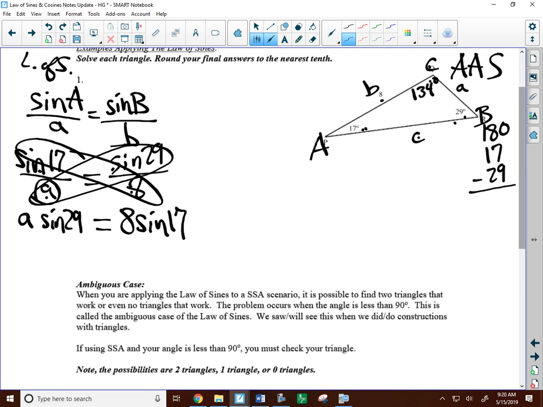We're solving for a, so now it's just dividing by sine 29. And you see, I'm not putting these in my calculator until I get to the end. So divide by sine 29. Okay, so this will be a. I'm just going to put this in my calculator: 8 sine 17 over sine 29.